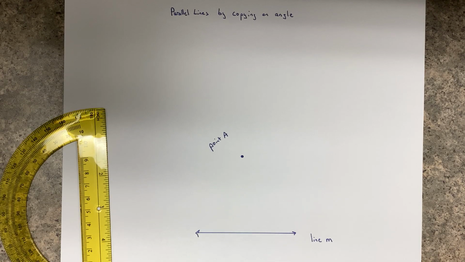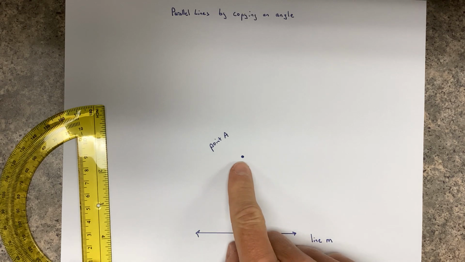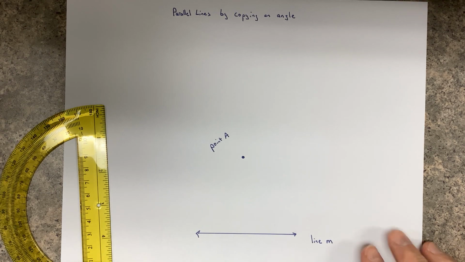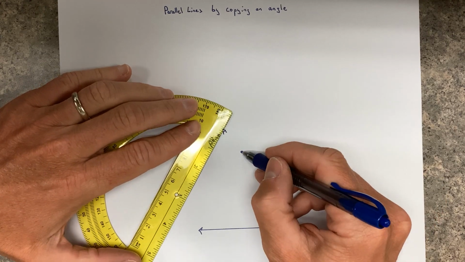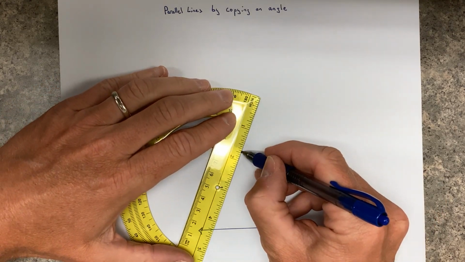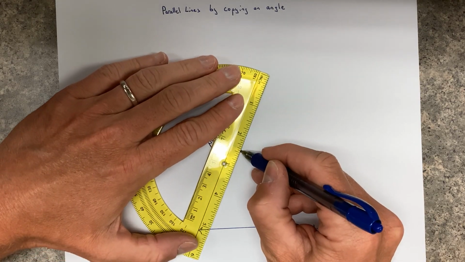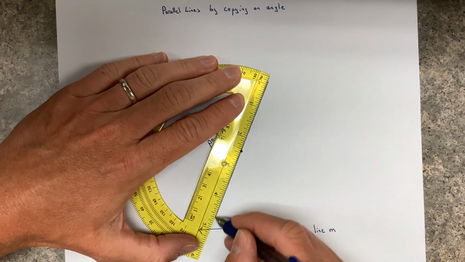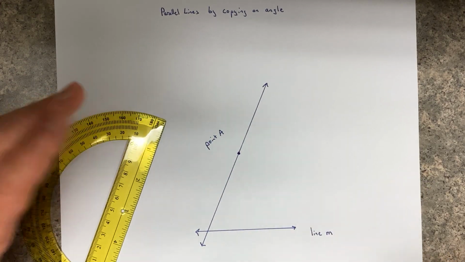All right, I'm gonna construct a parallel line to line M through point A, and I'm gonna use the copying an angle idea. So we're just gonna build off what we already know. We know how to copy an angle. So I'm just gonna create any angle I want down here. I'm gonna take this line, and let's just draw it. Again, the length of that line is pretty irrelevant, and the angle is irrelevant.